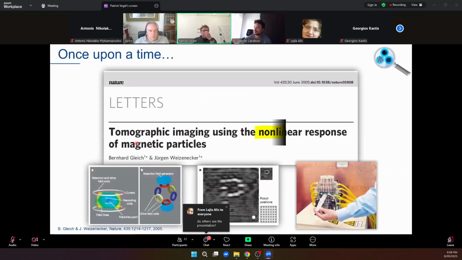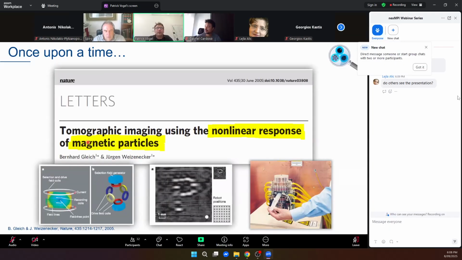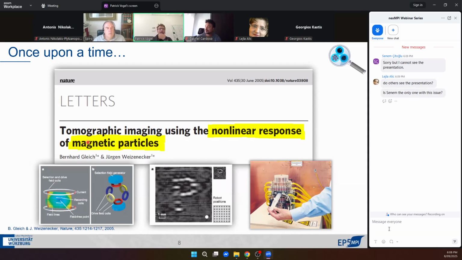But let's start with the particle system itself. Everything starts in 2005 with this paper. It is from the Philips group, and they came up with tomographic imaging using the nonlinear response of magnetic particles. And here on the right side, you can see the first scanner. And I think, Volkmar, this scanner is still working, and it's available in Aachen. And it's really nice to see that this is still running. And here in the middle, one of the first MPI images. And how does it work?